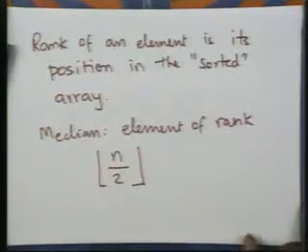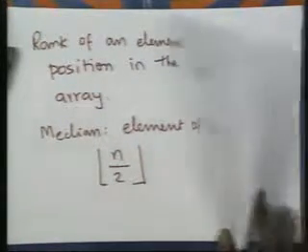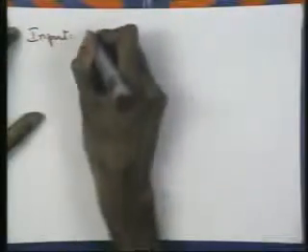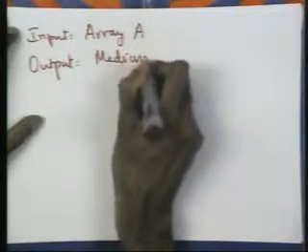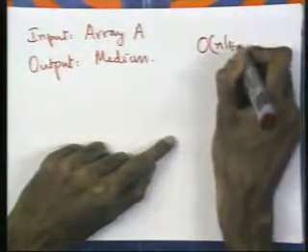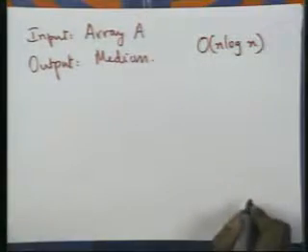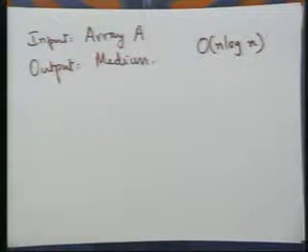Our objective is to find the median in an array, and how fast can we do this? So the problem is this: the input is an array A, and the output is a median. Now clearly this can be done in order n log n time by just sorting the array and picking the middle element, right? Sort the array, pick the middle element, that gives you the median, and sorting takes n log n time. Our objective, of course, is to do this faster.